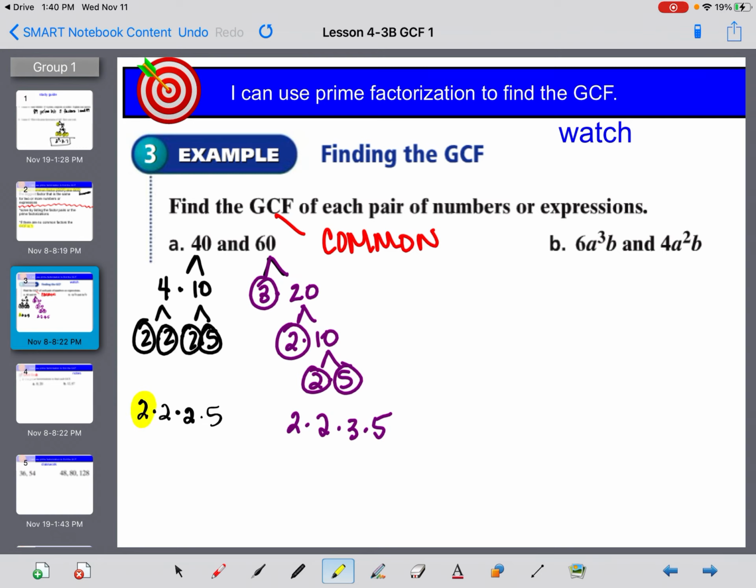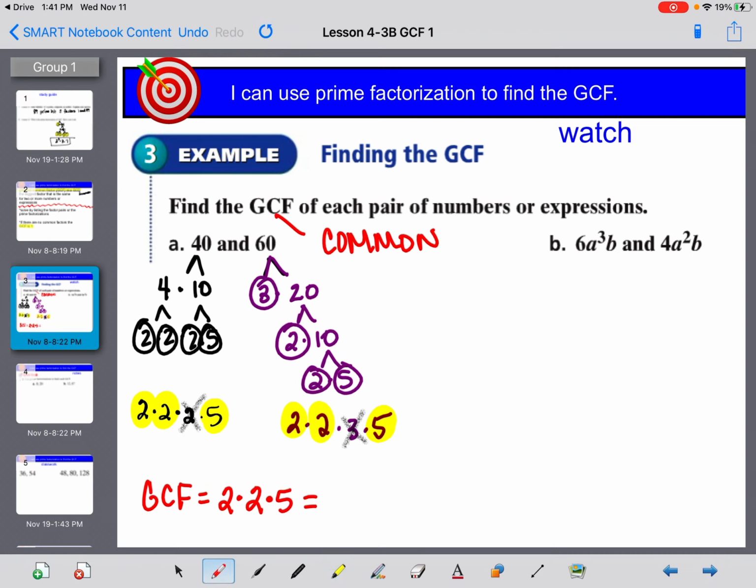So in this case, I have a 2 in my first list, and I have a 2 in this list. That is in common. That is a common factor. Now I have another 2 in the first list, and a second 2 in the second list. That is another common factor. Then I see that I have a third 2 in this black list, but I don't have a third 2 in the purple list. That is not in common. Also, there's a 3 in this list, but not in the black list. Then I see that I have a 5 in common in both lists.